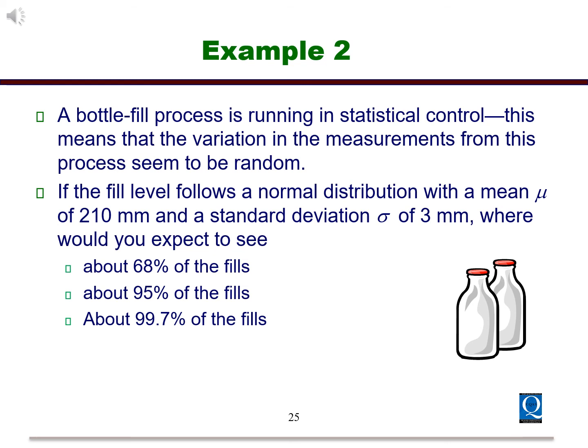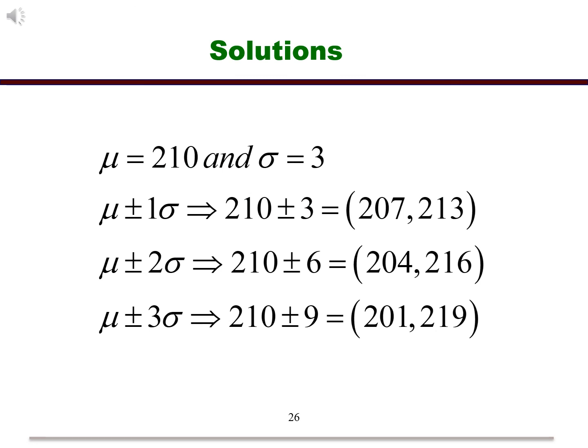A bottle fill process is running in statistical control. This means that the variation in the measurements from this process seem to be random. The fill level follows a normal distribution with mean 210 and standard deviation 3. Let's determine the range of values that represent each percentage. The solutions are on the next slide. In this case, we will just plug into the formula.